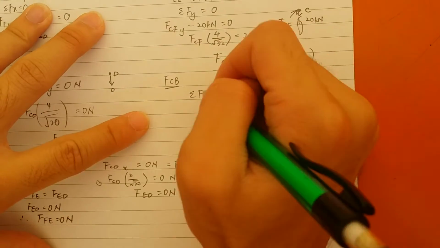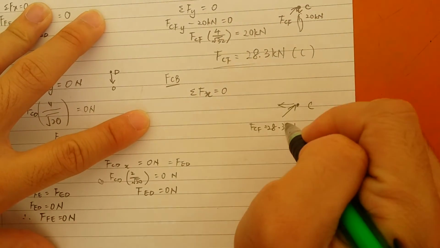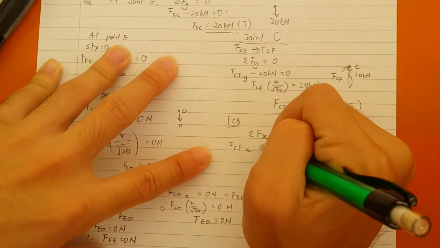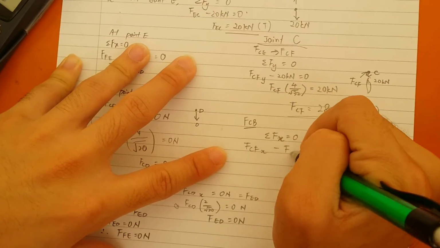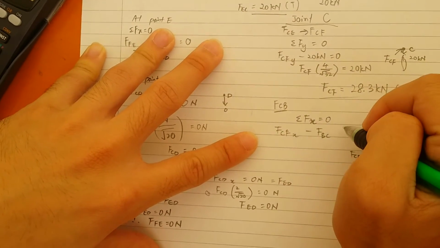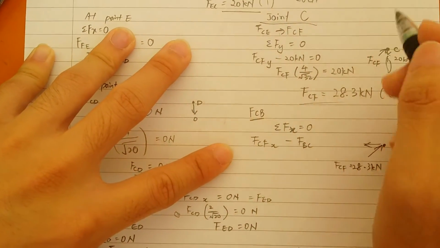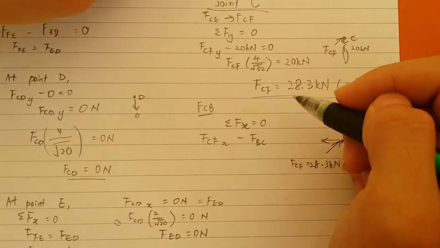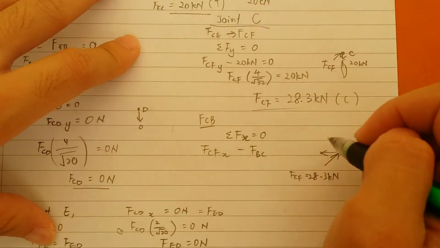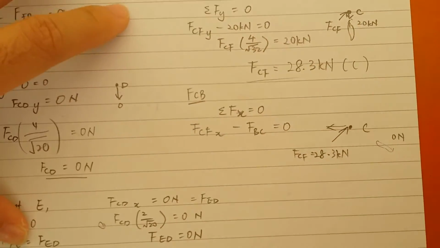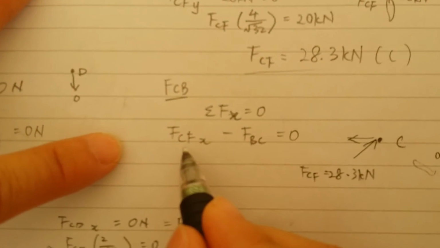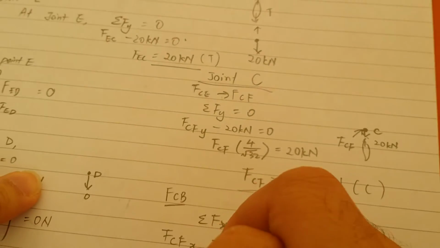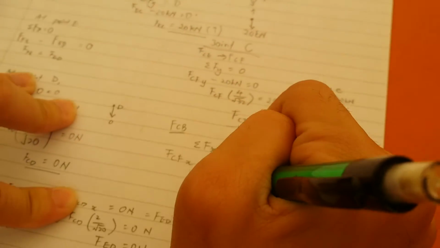So along the x it should be FCF x minus FBC equal to 0. Because FCD doesn't have any, actually we need to write plus FCD x, but because it is 0, I will just ignore it. So equal to 0. Now we know FCF is 28.3, we put this over here first. So FBC equals FCF x.